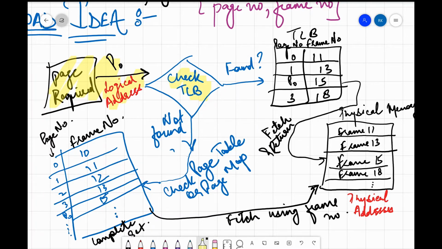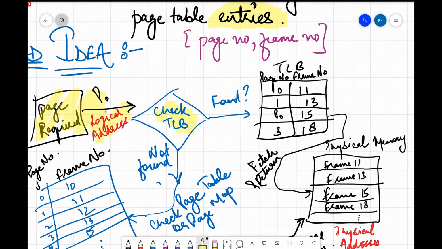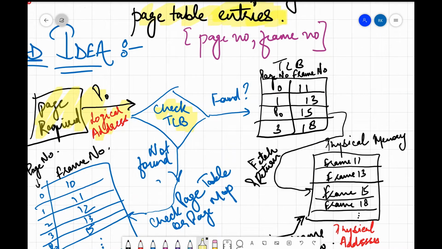And now TLB, what does it do? It stores page table entries. When I say page table entries, it basically means a mapping between page number and frame number. So let's say if P naught is required over here, it will be storing something like P naught and then 15, wherein it means that P naught page number data can be found on frame number 15. So it is already present on frame number 15.